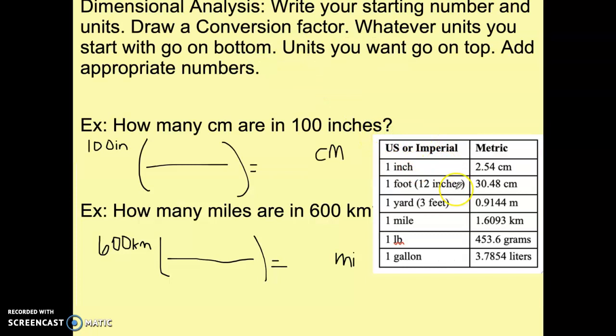Metric system, how many inches are in a foot? 12. Can't move a decimal, I got to divide or multiply. Same thing with yards, miles, pounds, gallon. Okay, all these things. How many ounces are in a pound? 16, right? Well, how many grams are there in a kilogram? Kilo means 1,000, so there's 1,000. So the metric system is just a much simpler system.